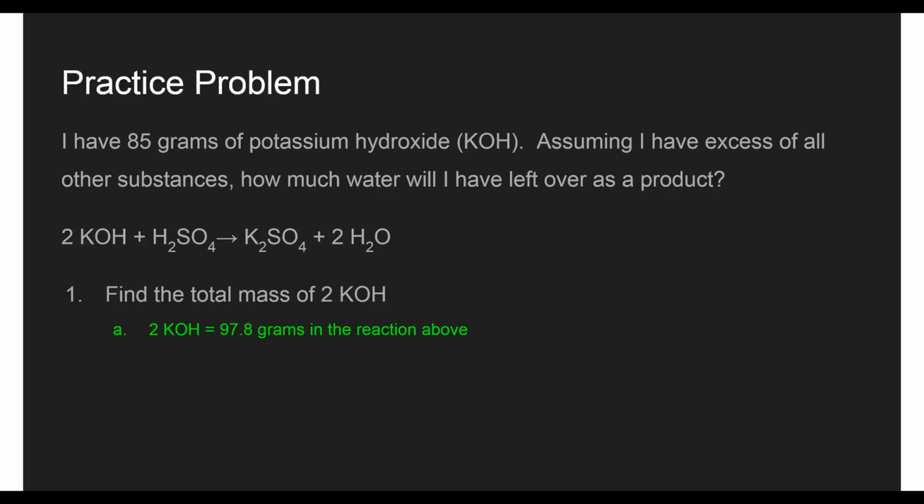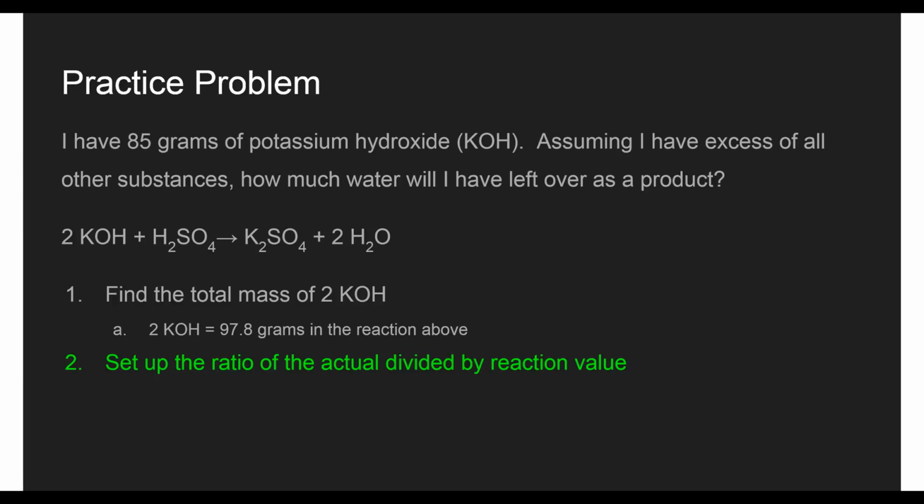So if I do that, then I find that 2 KOH is that 97.8 grams. So in the reaction above, it's 97.8 grams. So that's what my recipe calls for. That also means I have 85 grams. I know that I'm going to be a little bit short, which means when I get to my final answer of knowing how much water I should have left, I should get a number that's a little bit less than what this reaction is asking for water. If I get a number that's greater than it, then I did something wrong somewhere.